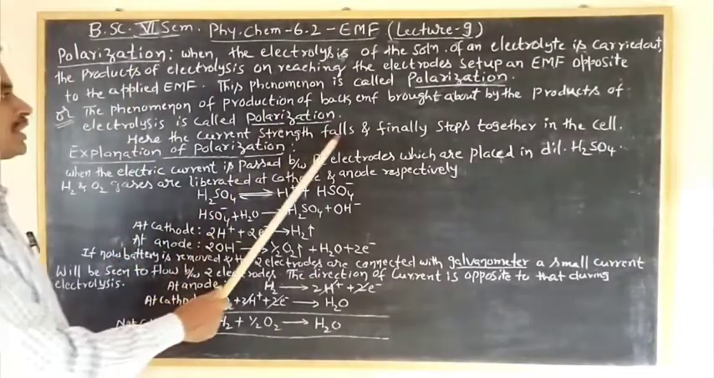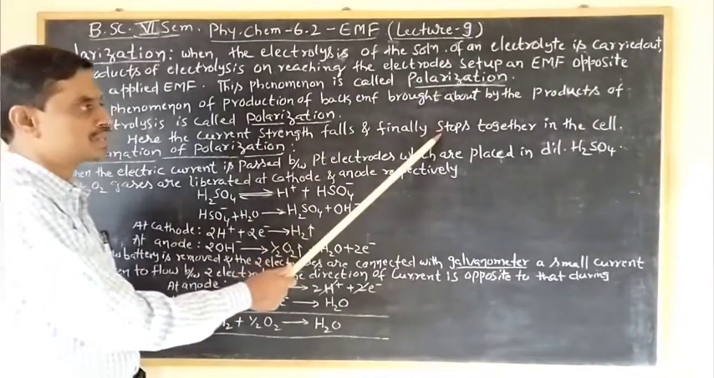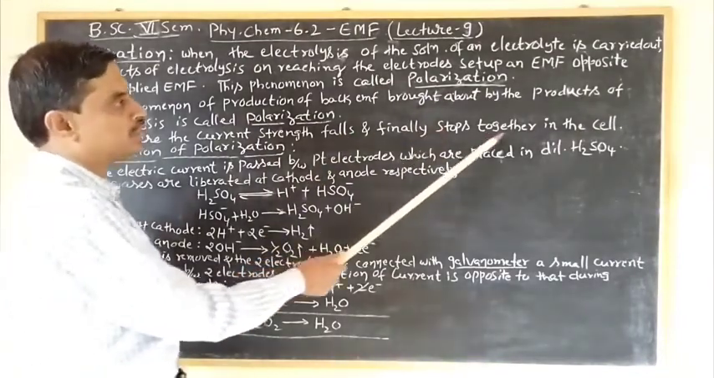Here the current strength falls automatically, and finally stops; the current becomes 0 in the cell.